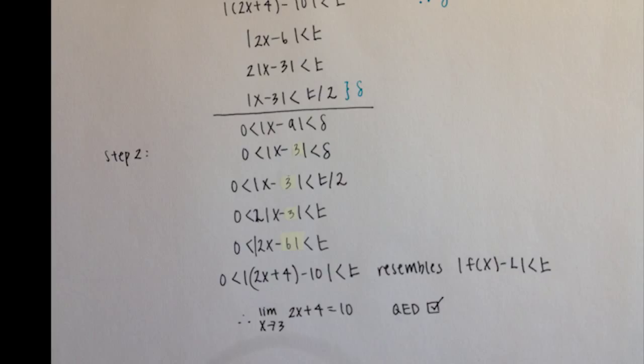So therefore, we have gone from 0 is less than the absolute value of x minus 3, which is less than delta, to the absolute value of 2x plus 4 minus 10 is less than epsilon, using the formula delta equals epsilon divided by 2. So we have proved that the limit as x approaches 3 of 2x plus 4 is 10.